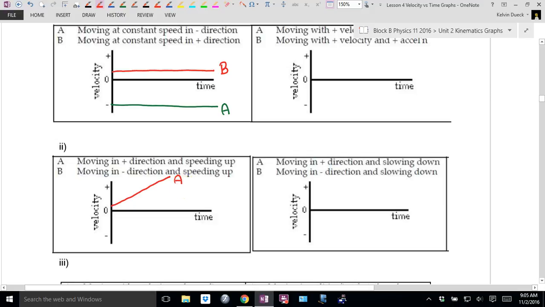Moving in a negative direction and speeding up in the negative direction. What would that look like? Yeah. That. You're accelerating backwards. If you're going backwards and you're accelerating backwards, you're going to speed up. This would be a car in reverse, stepping on the gas.